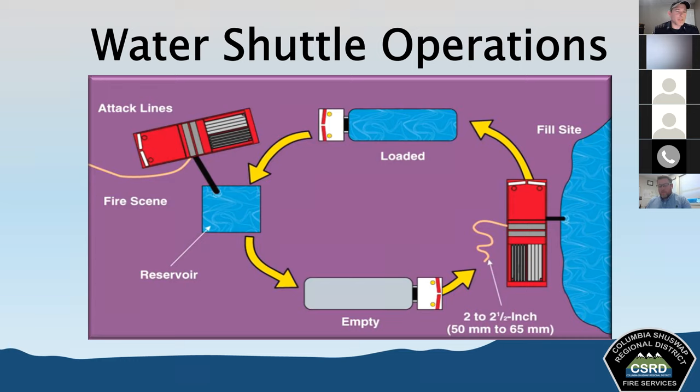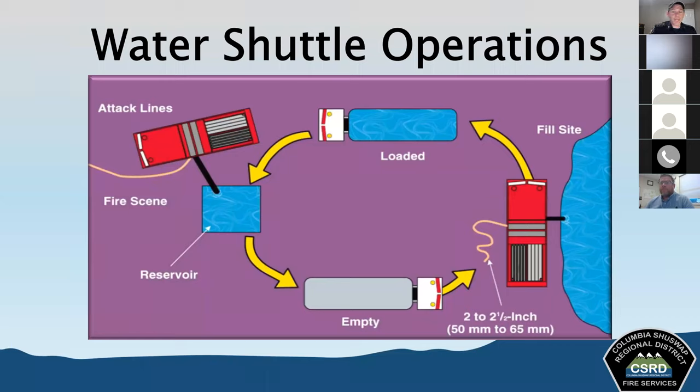Engines typically can carry starting at around 500 gallons. Tenders would start more around the 2,000 to 2,500 range and up. And you can get as high as 3,500, which isn't unheard of either for a tank size on a tender.